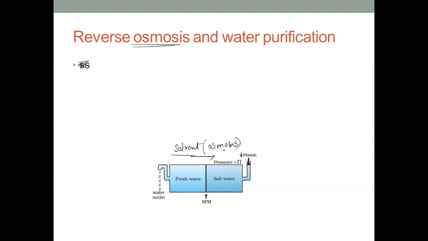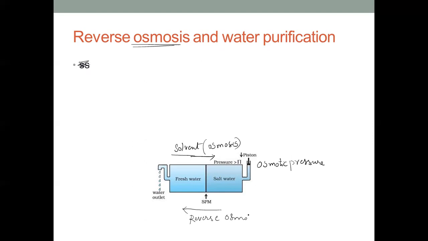But what is reverse osmosis? If I put a piston, not allowing the fresh water to come into this, so I'm putting some pressure on this, what will happen? The pressure which I'm applying is more than the osmotic pressure, just not to stop the osmosis, which means I will allow the water to flow from this salt water to the fresh water, right? This is a reverse of osmosis. Now that is what is reverse osmosis, right?